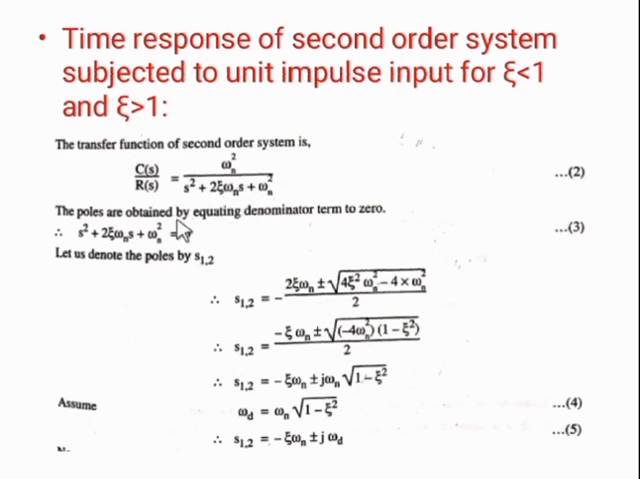To find the poles, we have to put the denominator equal to 0. If we put the denominator equal to 0, we get the two roots s1 and s2. But here there is minus 4 omega n square, so it is plus or minus j. So if we consider omega n times root of 1 minus zeta square equal to omega d, we get s1 and s2 equal to minus zeta omega n plus or minus j omega d. So these are the two roots of the second order system.